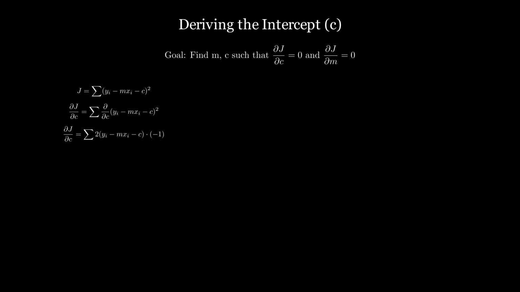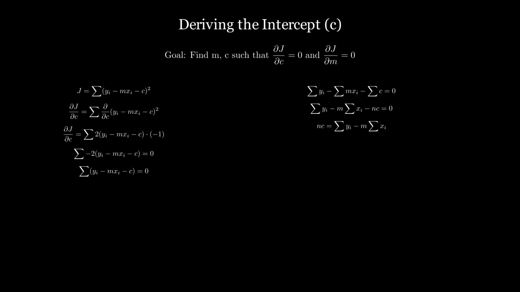multiplied by -1. Now we set this expression to 0 to find the point of minimum error. We can simplify this by dividing both sides by -2, which leaves us with the sum of the residuals being equal to 0. Next, we can distribute the summation operator across each term inside the parentheses. The sum of a constant c over n data points is simply n times c. And since m is a constant with respect to the summation, we can pull it out. Now we can rearrange the equation to solve for our intercept c.